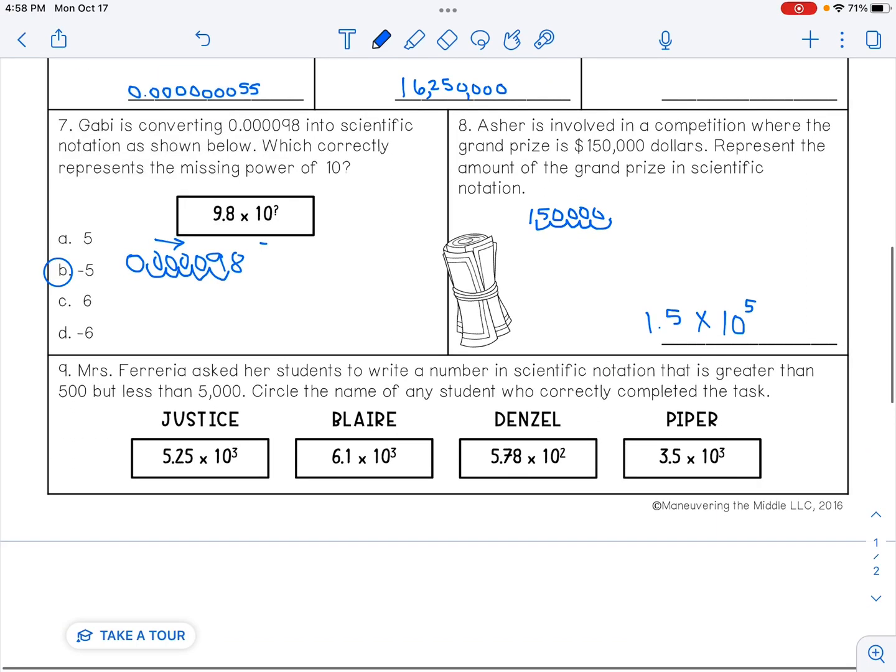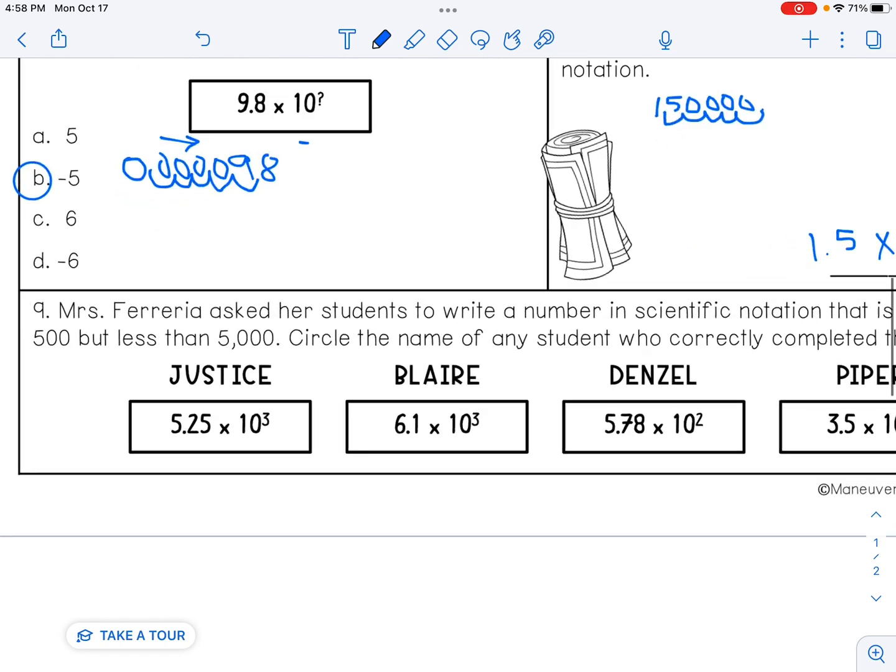Down below, I'm looking at Mrs. Ferreira asked her students to write a number in scientific notation that is greater than 500 but less than 5,000. So we're going to circle the names of any student who correctly completed the task. So we'll zoom in at each one.